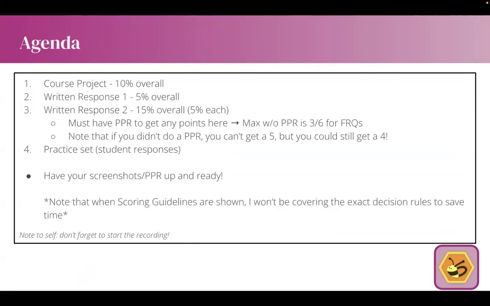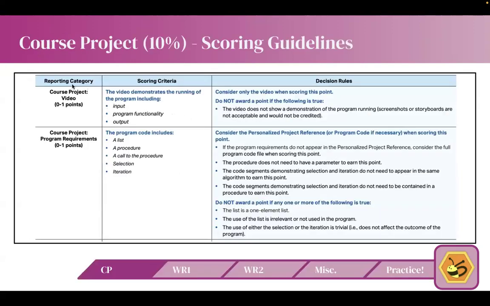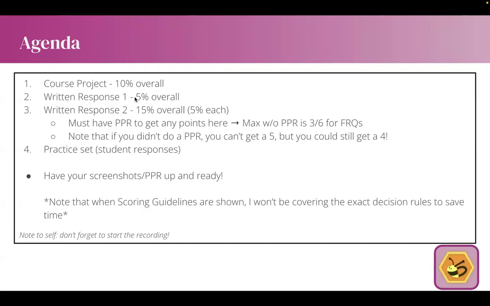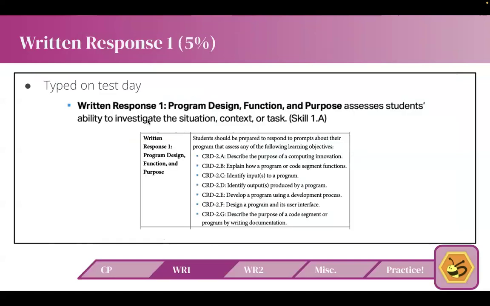Well, if we go back to the first part here, the course project is going to have 2 points in it. So that's going to be for the course project video and the program requirements. Then the third point is coming from your written response 1, and then the written response 2 has 3 points within it. So we'll go over more specifically, but it's going to actually be made up of 6 different points within those 4 questions. So that makes sense.